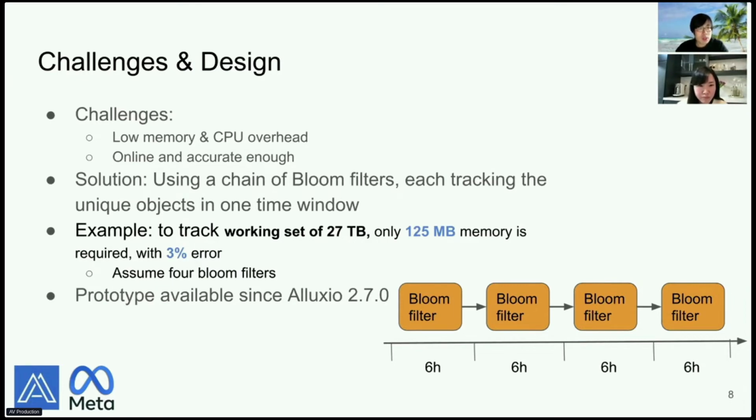The solution to this is to use a setup, or a chain, of Bloom filters, with each tracking the number of unique objects in one time window. As shown on the bottom right, you have 4 Bloom filters, each tracking objects in the past 6 hours. With this setting, to track a working set of 27 terabytes, only 125 megabytes of memory is required in our initial implementation, with only a 3% error rate. And this prototype is available since Alluxio 2.7.0.